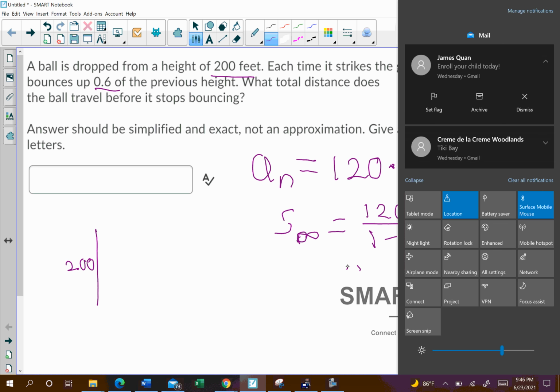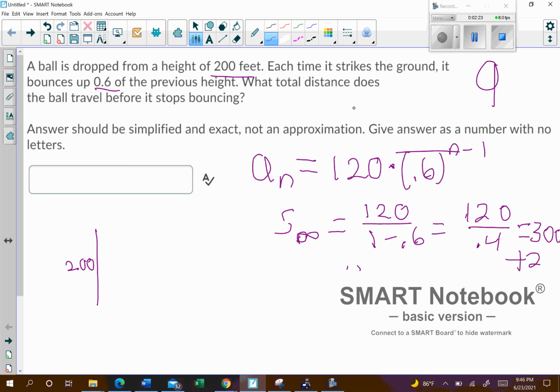Sorry about that. Let me see. Come on. Okay, go away. There we go. All right. So we're going to have to add on 200, but there's one other thing we have to think about here. So that's the initial drop, and then it bounces up 120 feet, right? That's the initial bounce, right? But then it has to go back down, right?